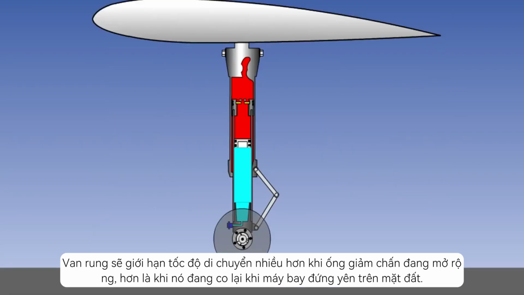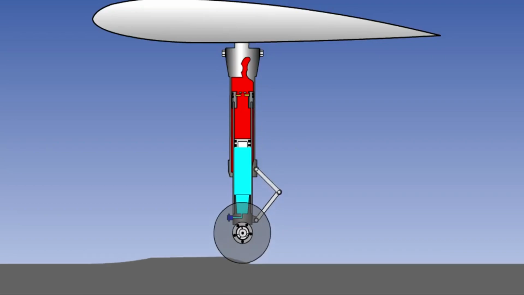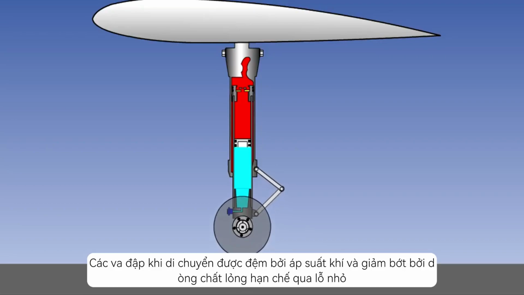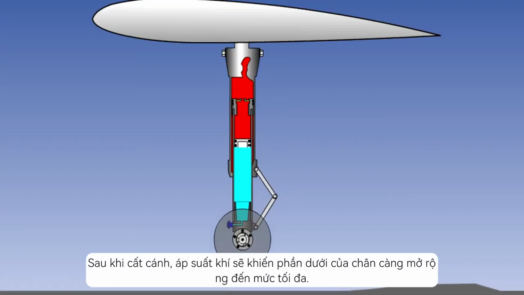With the aircraft stationary on the ground, the gas pressure will support the weight of the aircraft, with the lower cylinder approximately midway up its stroke. Bumps during taxiing are cushioned by the gas pressure and dampened by the limited flow of fluid through the orifice. After takeoff, the gas pressure will cause the lower part of the leg to extend to its fullest extent.